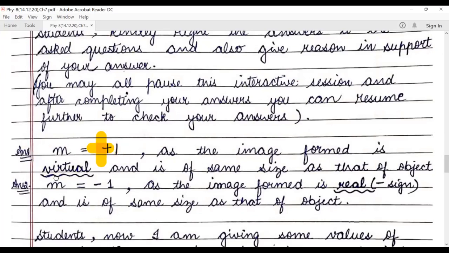So that's why our magnification in this case of plane mirror will be +1, students, as the image formed is virtual and is of the same size as that of the object.